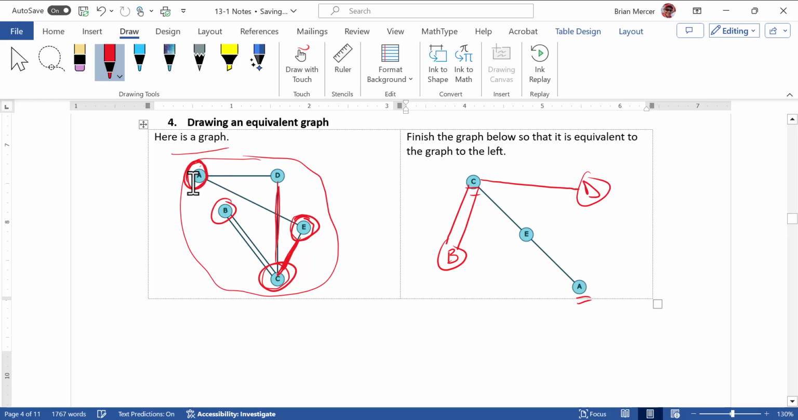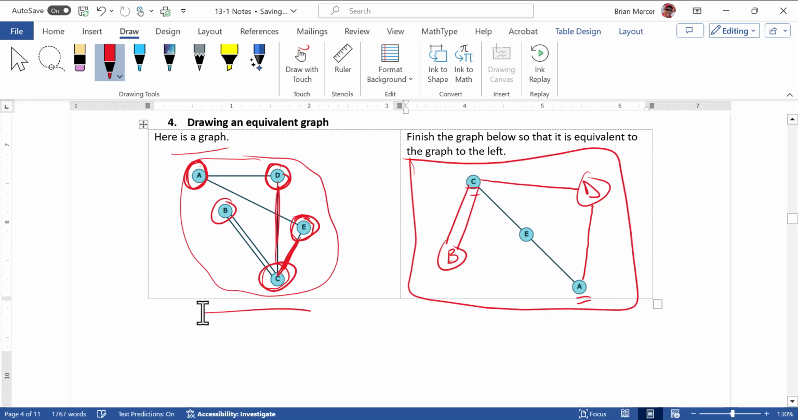We've got to fix A. So what do we have missing? A is connected to E, but not D. So now if we take A up to D, now we're good there. A is connected to only D and E and nothing else. And then the only thing left is D to double check, and D is supposed to be connected to C and A. And if I look at that, D is connected to C and A. So this graph that we've drawn is now equivalent to this graph.